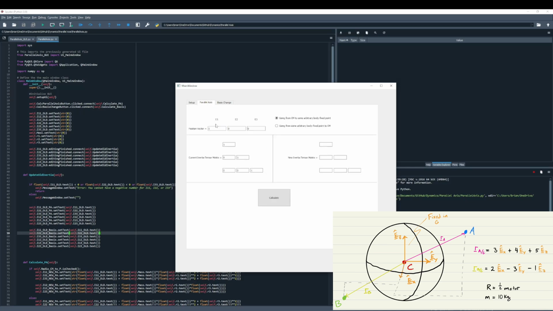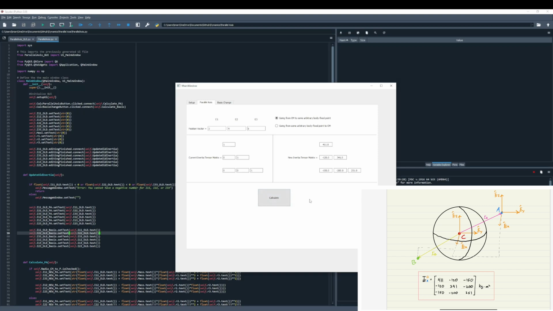So now we go over to parallel axis. Looking back at our problem, our vector that pointed from C to A was 3, 4, 5. So I'm going to put in 3 for R1, 4 for the second element, and 5 for the third element. Then we have these radio buttons here, and we are going from the center of mass to some arbitrary body fixed point. So yes, that's what we're doing. This is not editable here; it's just showing you what our current tensor matrix is. Our new tensor matrix will be calculated when we hit calculate. So calculate. And this matches what we had before. This is the exact same thing we calculated by hand. Okay, great. So that took us from C to A.